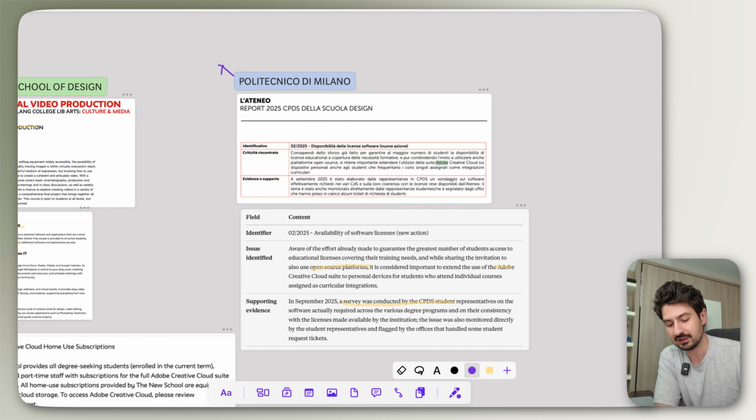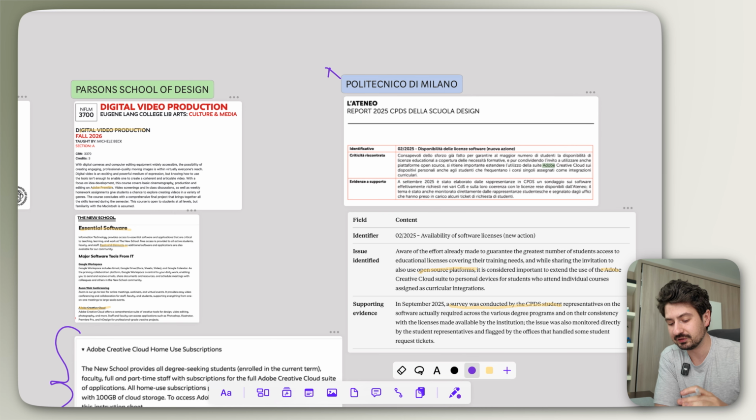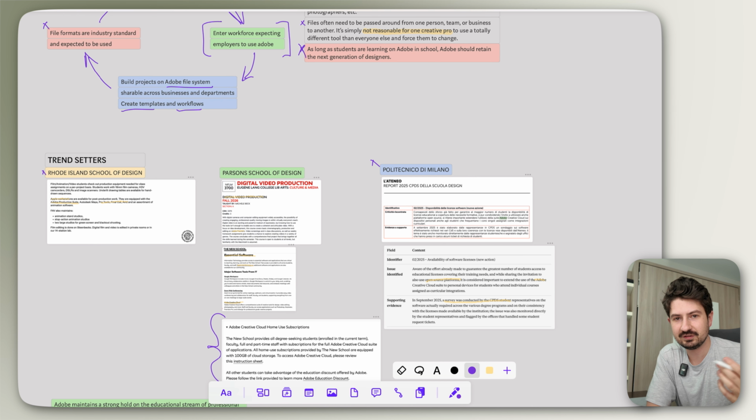It's not just a course that requires Adobe. This is literally a school saying that we don't want our students primarily using something else. They need to be learning on Adobe, and then they can use whatever else as a supplement if they want to. So this is all just to say that this flywheel, I think, is still intact as of 2026.